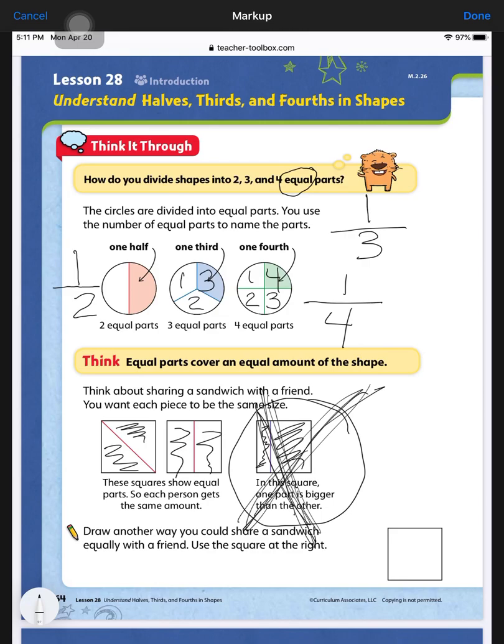We've already done diagonal. We've already done straight up and down. So what you're going to try to do as equally as you can is go straight across. All right.